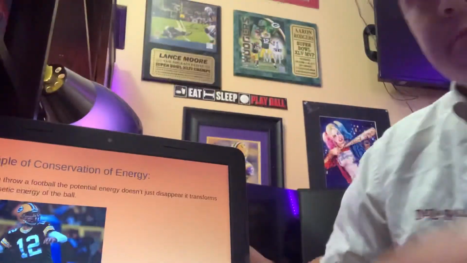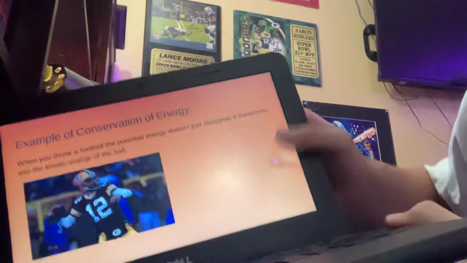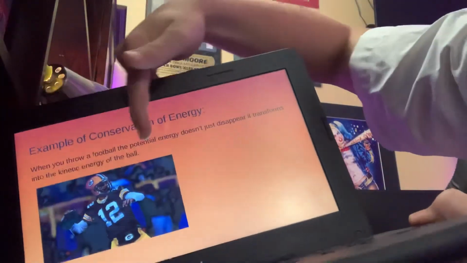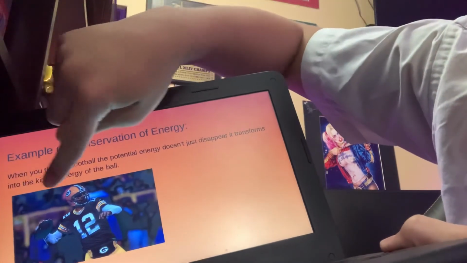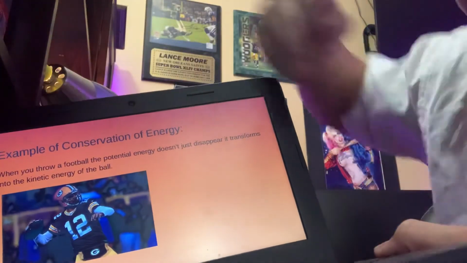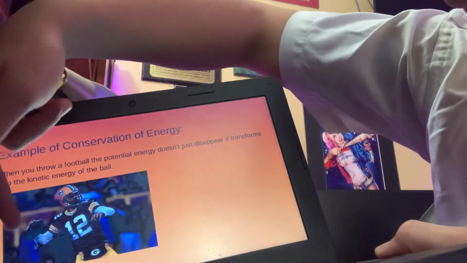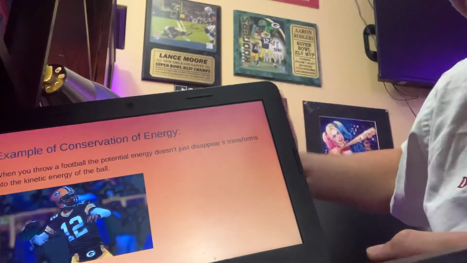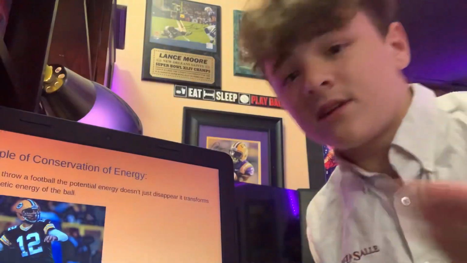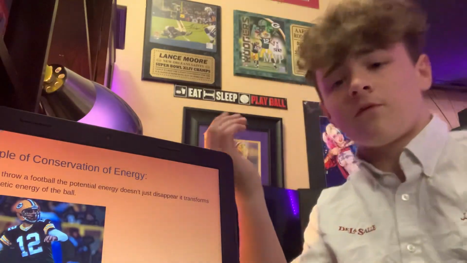And here's an example of conservation of energy. When you throw a football, the potential energy doesn't just disappear. It transforms into the kinetic energy of the ball. And here you have Aaron Rodgers, who has potential energy of throwing the ball, but when he throws it, it turns to kinetic. So energy doesn't leave, it just transfers from one form to another.